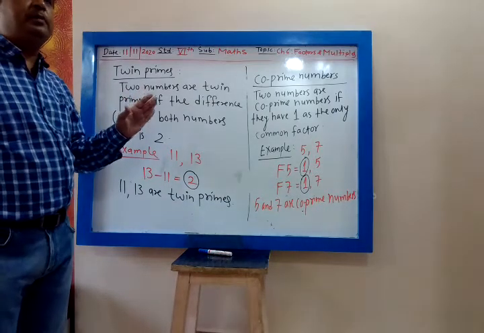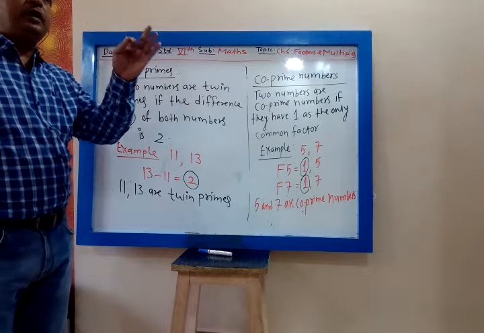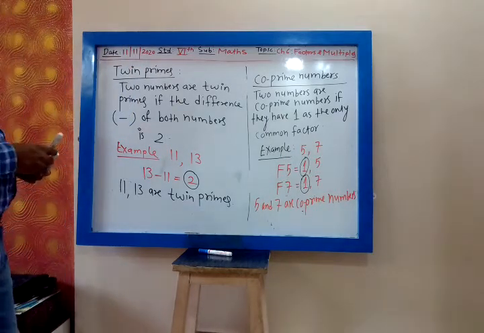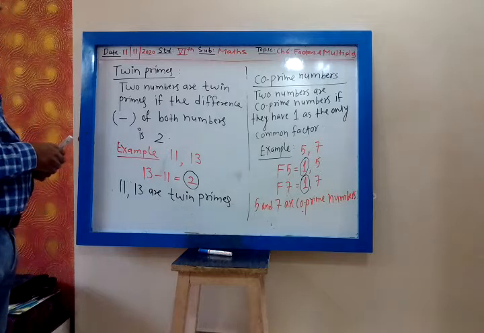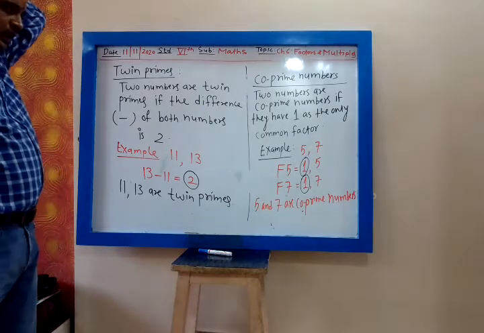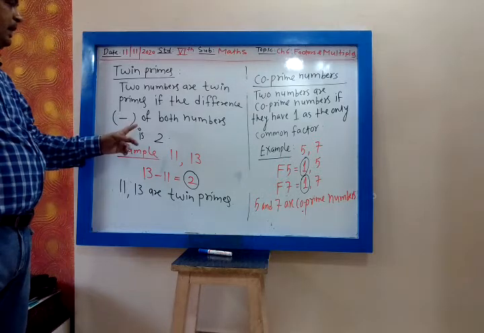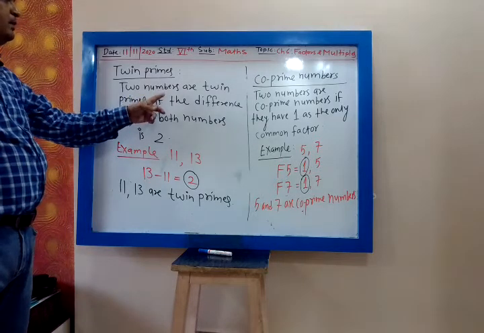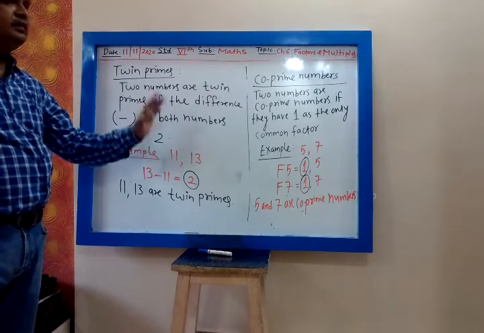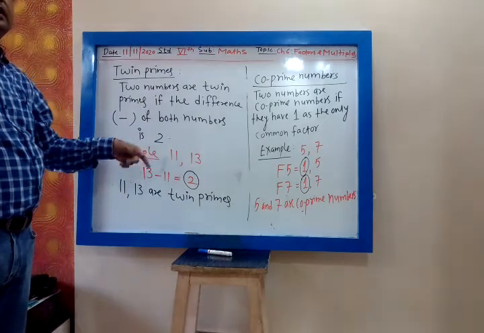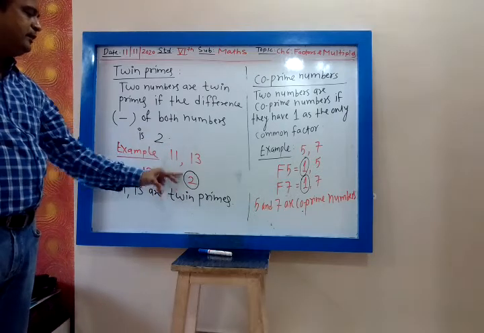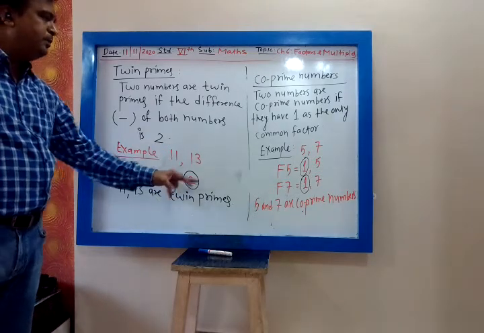For twin primes you will be given prime numbers. Two numbers are twin primes if the difference of both the numbers is 2. 11 and 13: when you subtract, 13 minus 11 is 2. Whenever the difference is 2, they are twin primes.